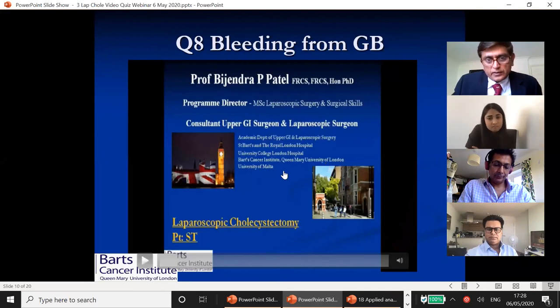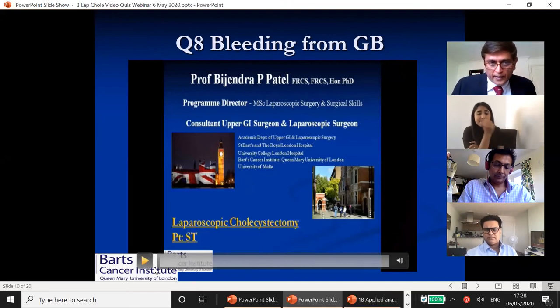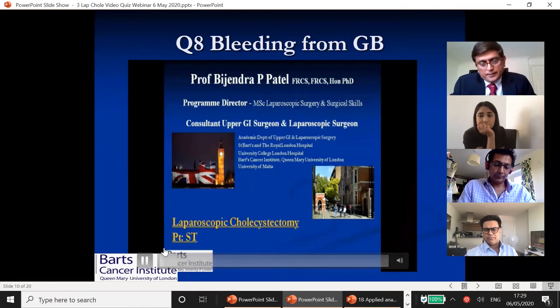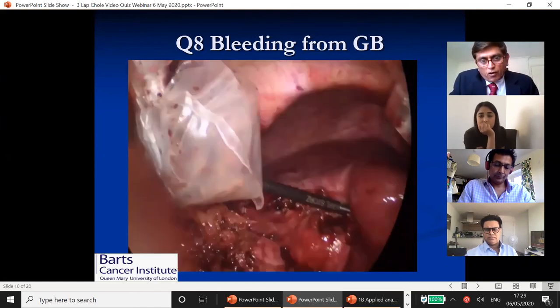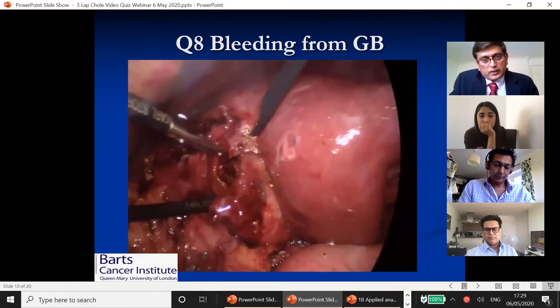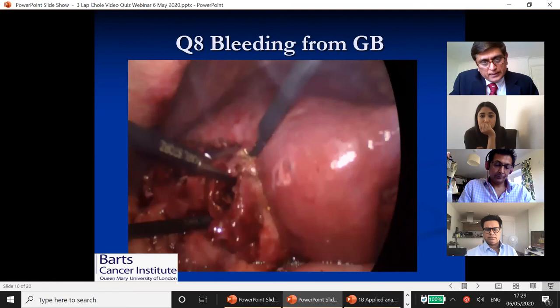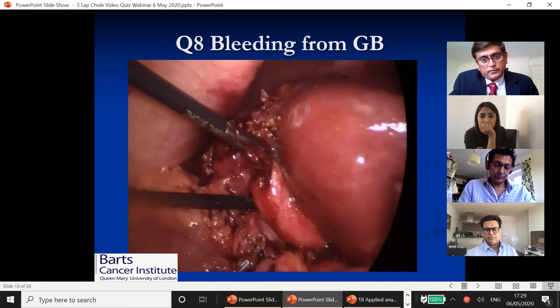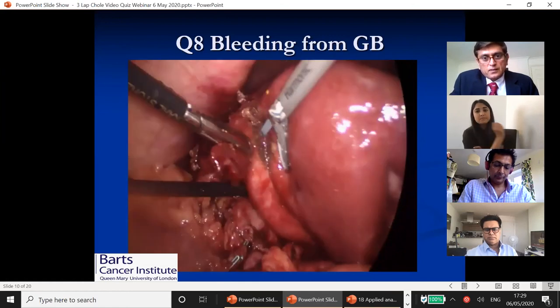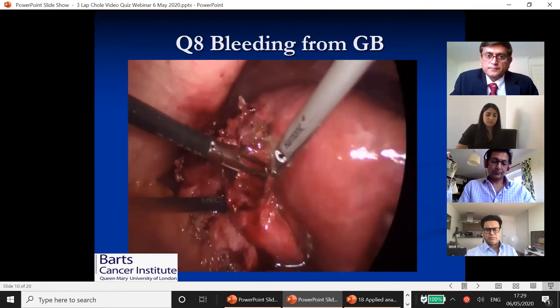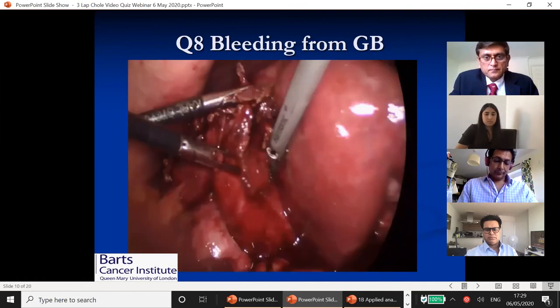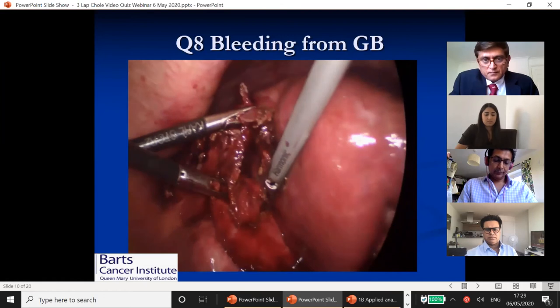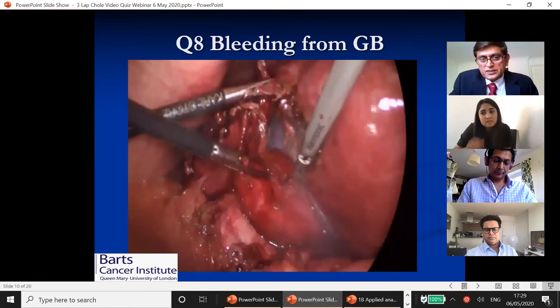So what I did in this case, because there was already a hole in the fundus of the gallbladder, stones were removed, and the gallbladder was just sort of falling apart, was abandon the idea of doing anything in Calot's triangle and start to remove the gallbladder retrograde with a view of doing a subtotal. But it's never as simple and it's never as safe as it sounds.